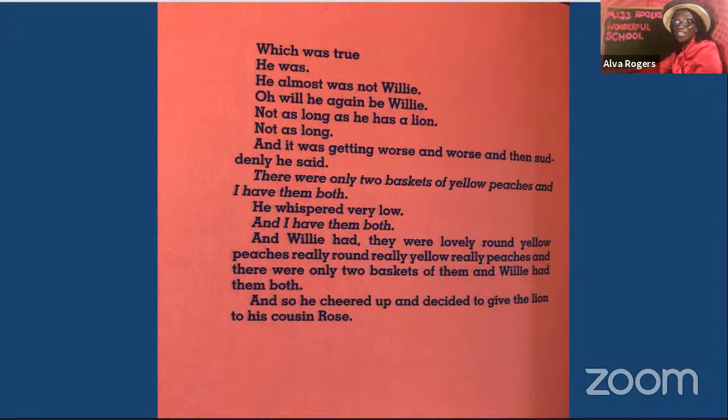And then suddenly he said, there were only two baskets of yellow peaches, and I have them both. He whispered very low. And I have them both. And Willie had. They were lovely, round yellow peaches, really round, really yellow, really peaches. And there were only two baskets of them, and Willie had them both. And so he cheered up and decided to give the lion to his cousin, Rose.